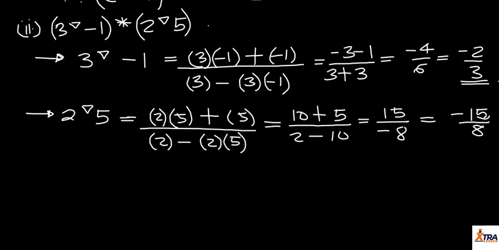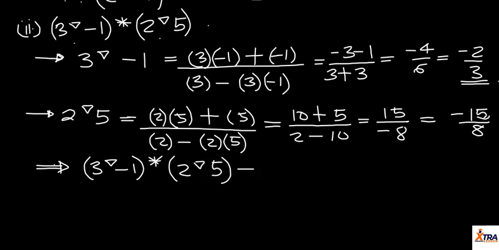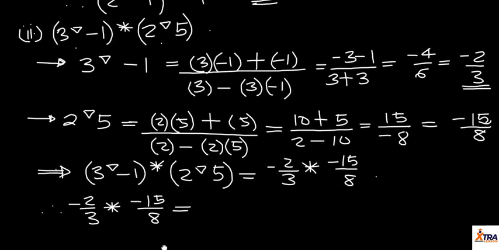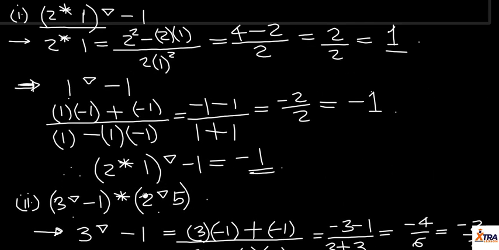Now that I've gotten both of them, I can now relate both of them. It is now imperative that I say my minus 1 operation 2 operation 5 has now become minus 2 over 3 operation minus 15 over 8. So this is what I need to solve now to get my final answer. So I can just come here and say my minus 2 over 3 operation minus 15 over 8, from the operation asterisk. Remember that was operation asterisk.